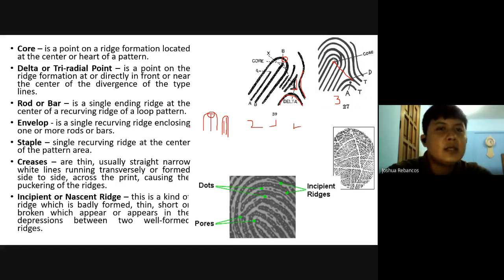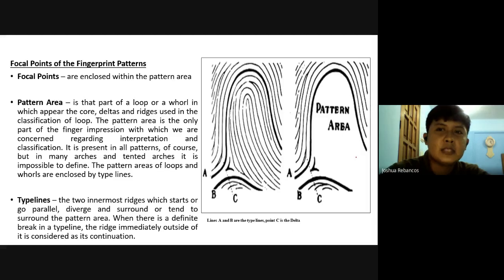Envelope is a single recurving ridge enclosing one or more rods or bars. Okay, envelope. Parang parehas lang siya sa enclosure or island. I have the staple: single recurving ridge at the center of the pattern area. Itong pattern area natin, ito, sa center ng pattern area, yan yung staple. Okay? Balik tayo.